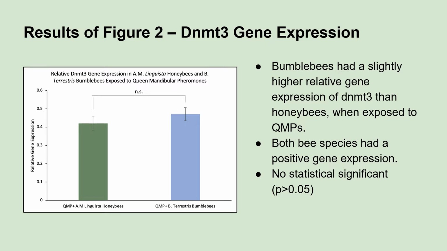Figure 2 highlights the relative gene expression of DNMT3 in honeybees, shown in green, and bumblebees, shown in blue, when they're exposed to QMPs. So both QMP plus honeybees and bumblebees upregulated DNA methylation due to their positive gene expression of DNMT3. Although bumblebees are observed to have a slightly higher gene expression than honeybees, this difference is not statistically significant given the p-value that's greater than 0.05.